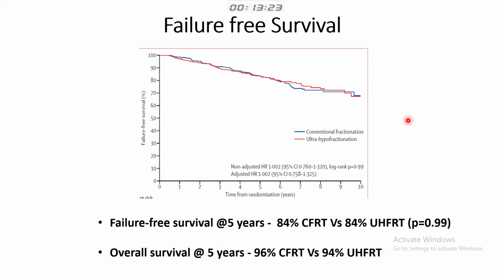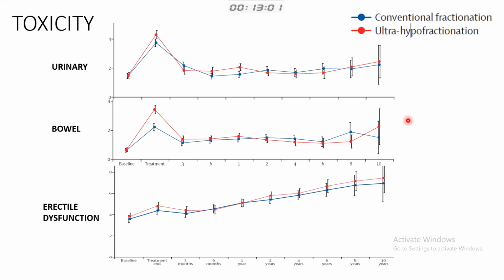So as we can see, the failure-free survival at 5 years in both the arms, conventional fractionated RT and SBRT, was the same at 84%. Even the overall survival at 5 years was very good, 96% with conventional fractionated RT and 94% with ultra-hypofractionated RT or SBRT.